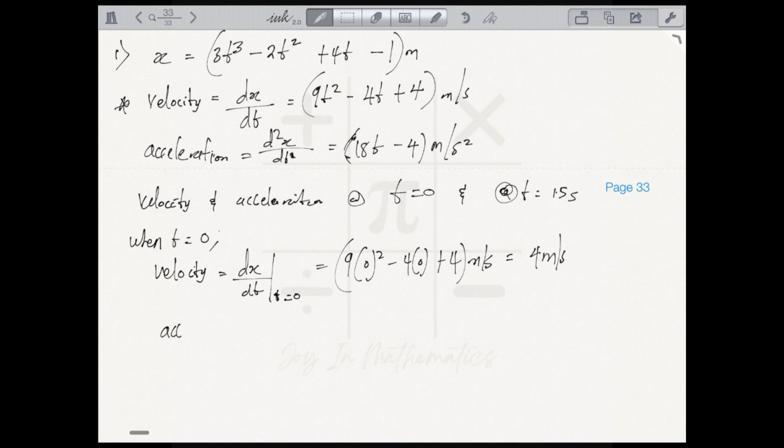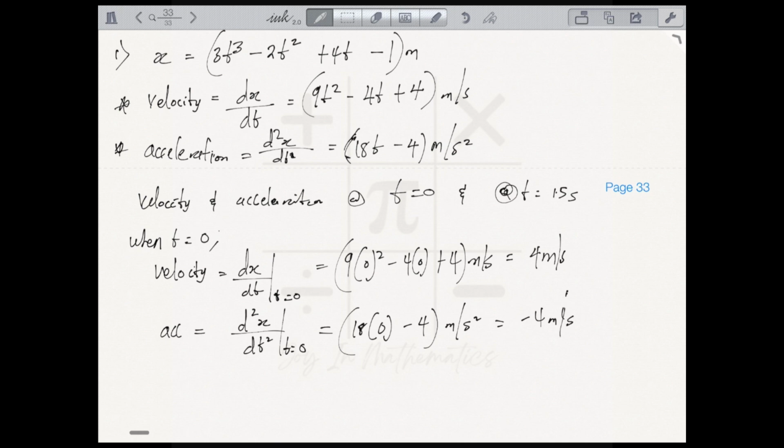Now the acceleration, which is d squared x by dt squared at t equals 0. For the expression of acceleration, wherever we see t, we put 0, and the unit is meters per second squared, and this will give us minus 4 meters per second squared.